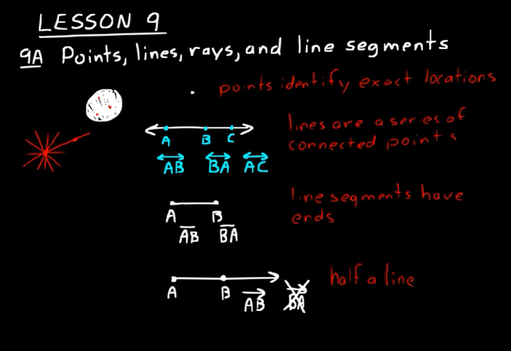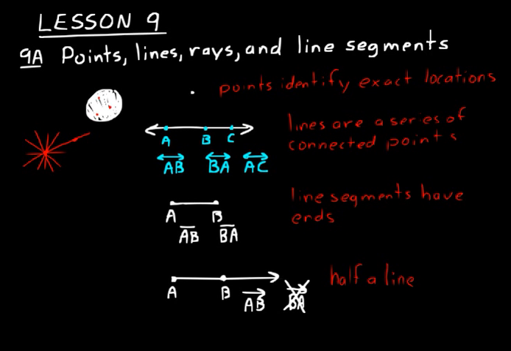So mathematically, a point has no size to it at all; it represents an exact location. We use a pencil or a pen point mark to identify its location. Lines are a series of connected points, a curve basically that's straight. They go on forever in both directions.